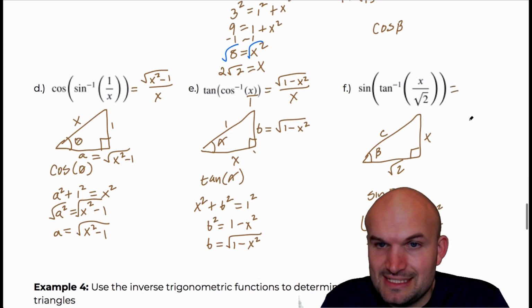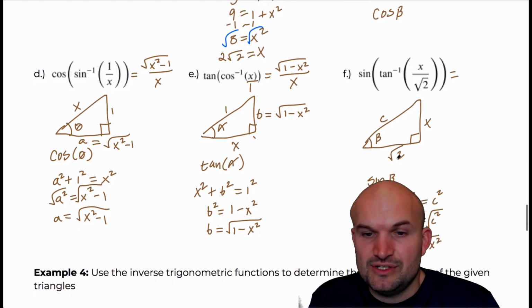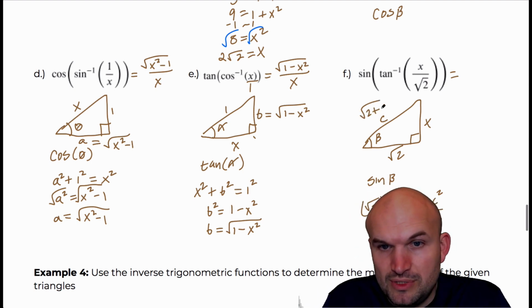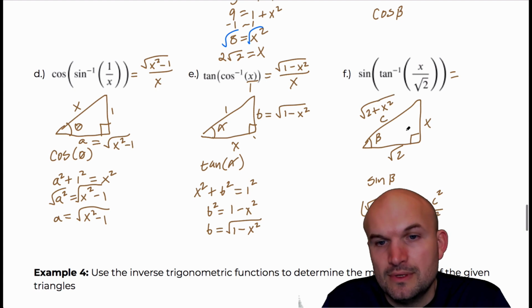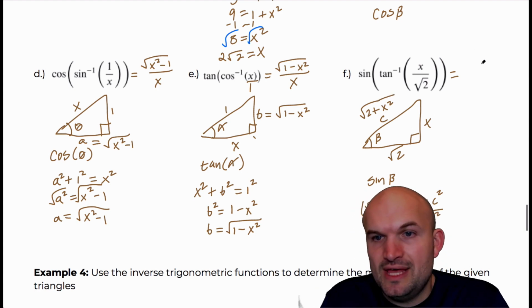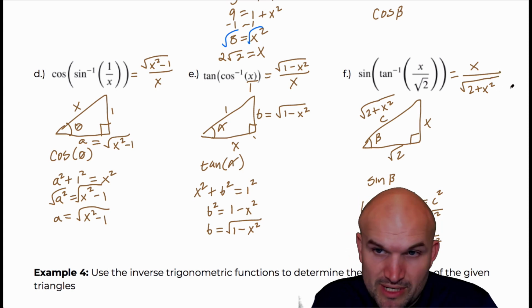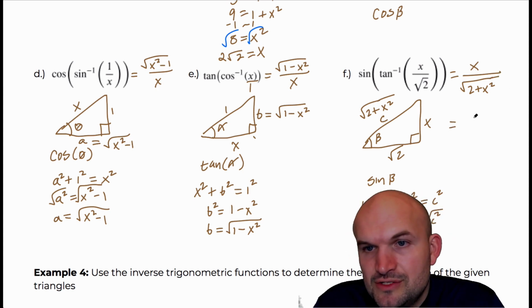So in this last example here, we can say c is the square root of 2 plus x squared. So the sine is going to be x over that, and we don't need to simplify by rationalizing the denominator. If we were going to, we would multiply by the radical, and then we'd have an answer that would look like this, with the square root of 2 plus x squared in the numerator.